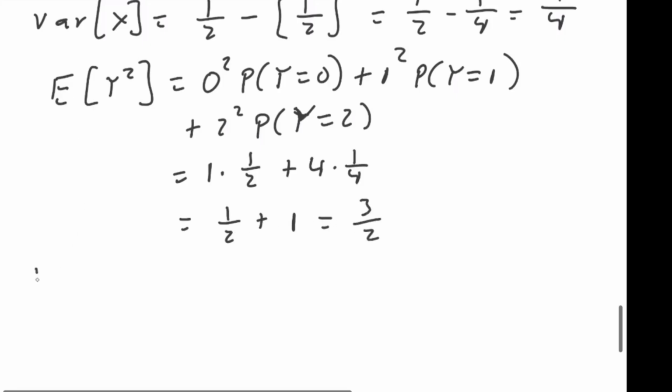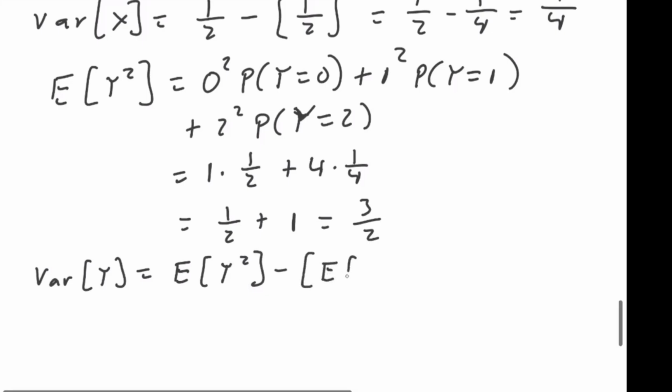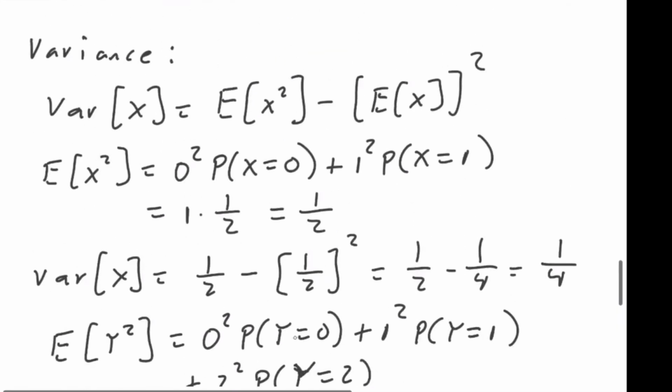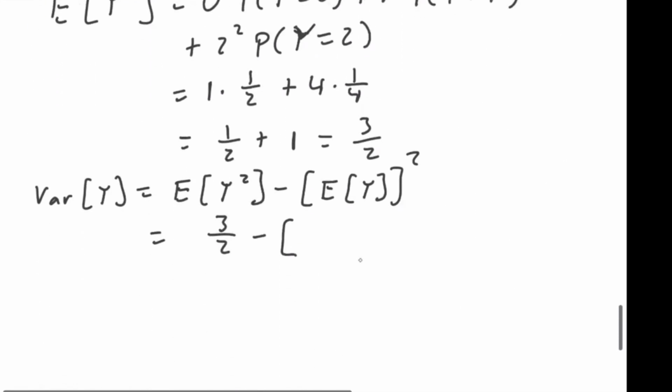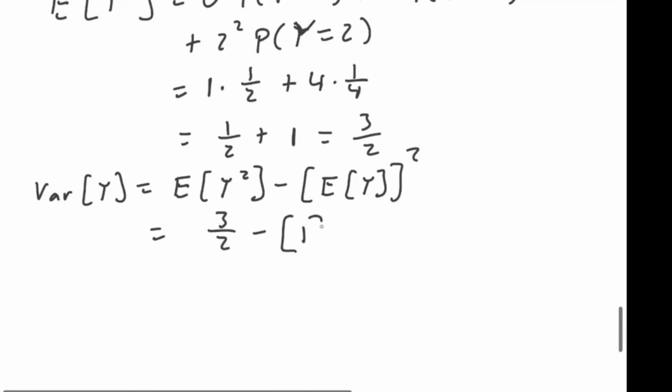So the variance of y is going to be the expected value of y squared minus the expected value of y, squared. The expected value of y squared we just calculated is 3/2, minus, and then the expected value of y, remember, was 1. So this will be 3/2 minus 1, which is 1/2.